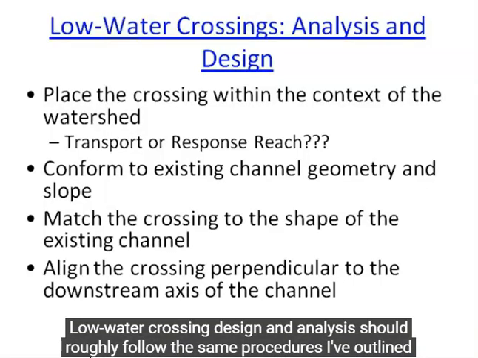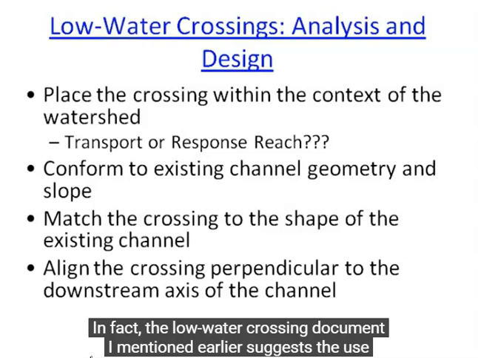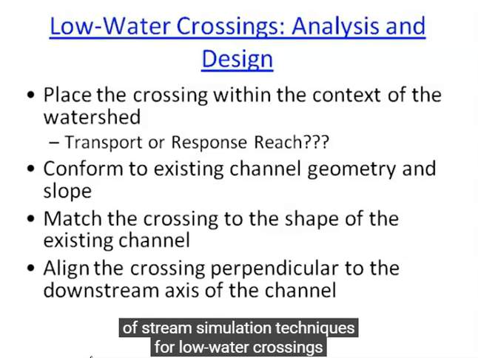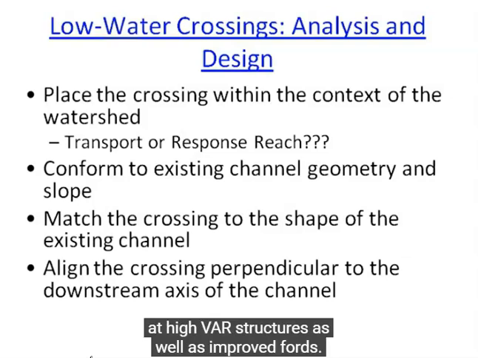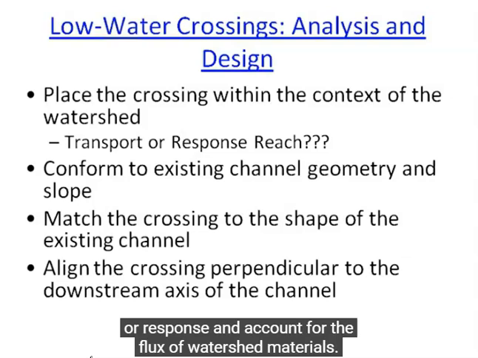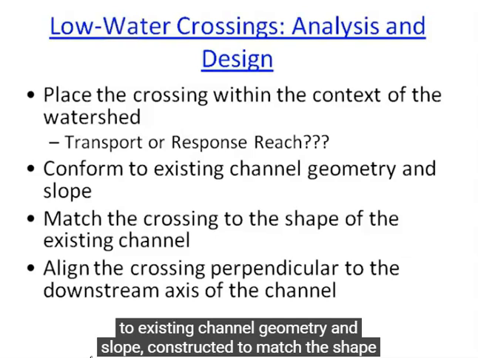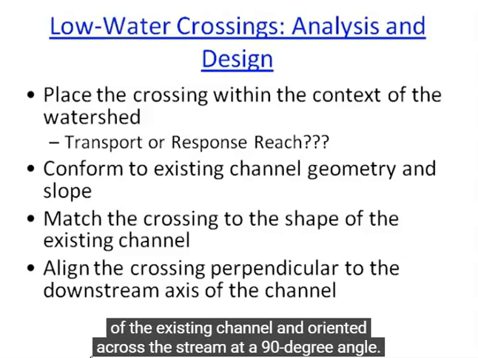So low water crossing design and analysis should roughly follow the same procedures I've outlined for stream simulation culverts in years past. In fact, the low water crossing document I mentioned earlier suggests the use of stream simulation techniques for low water crossings at high VAR structures as well as improved fords. Consequently, it's best to characterize the nature of the reach as either transport or response and account for the flux of watershed materials. Generally, crossings tend to function best when they are designed and built to conform to existing channel geometry and slope, constructed to match the shape of the existing channel, and oriented to cross the stream at a 90-degree angle.